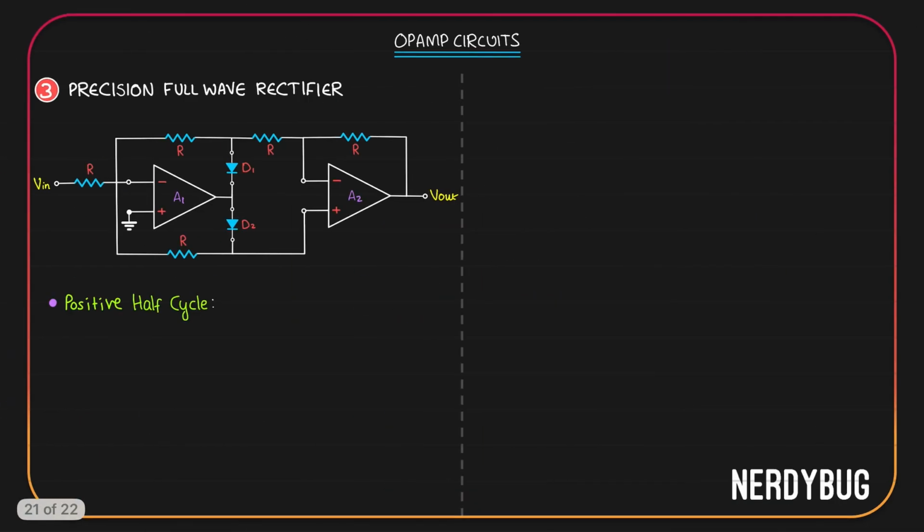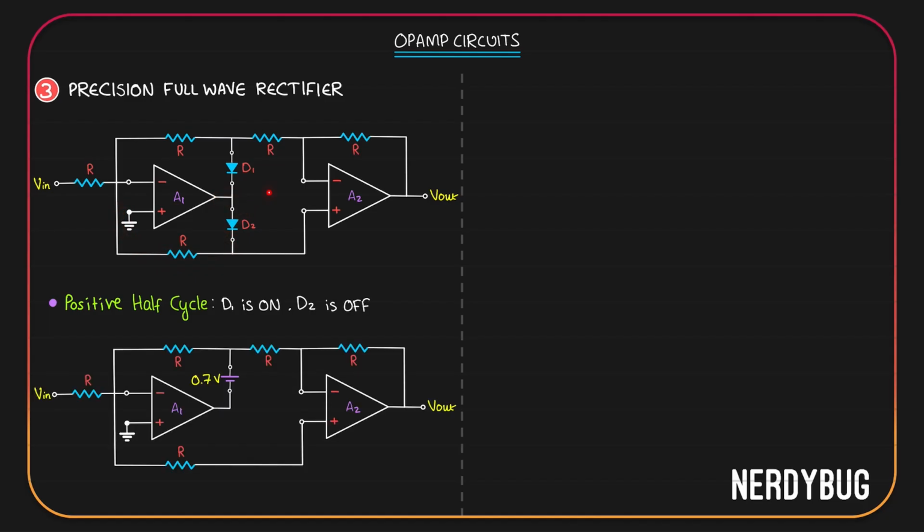Now let us consider the positive half cycle. Input is positive. The inverting terminal gets a positive input, so the output will be negative. D1 gets negative here and positive here. It will be switched on. D2 gets negative here and positive here. It will be switched off. The circuit can be remodeled like this. D2 is replaced by an open circuit. D1 is replaced by a 0.7 volt cell.